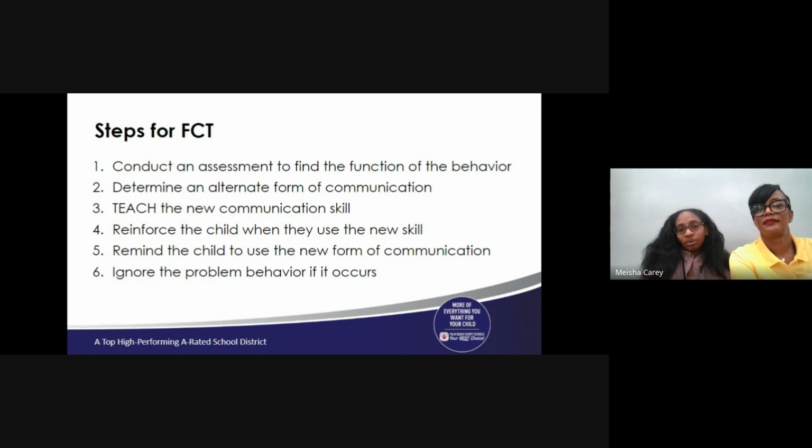For instance, if you have a child who's calling out, you're going to teach them, instead of calling out, to raise their hand to gain attention. You're going to teach them by modeling how they're supposed to raise their hand. And every time they raise their hand, you're going to reinforce them raising their hand, and you're going to ignore the calling out behavior.